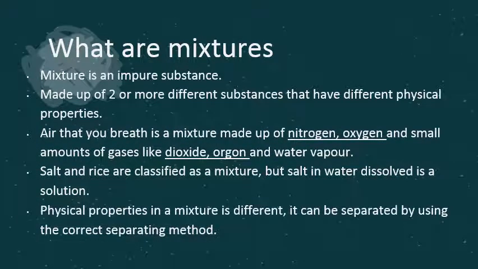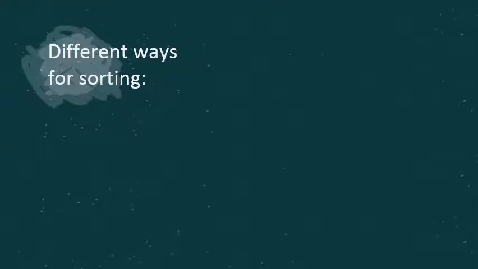Physical properties in a mixture are different. It can be separated by using the correct separating method. So I think for now we must go look at what are the different methods that we get for separating. So the different ways for sorting or separating.